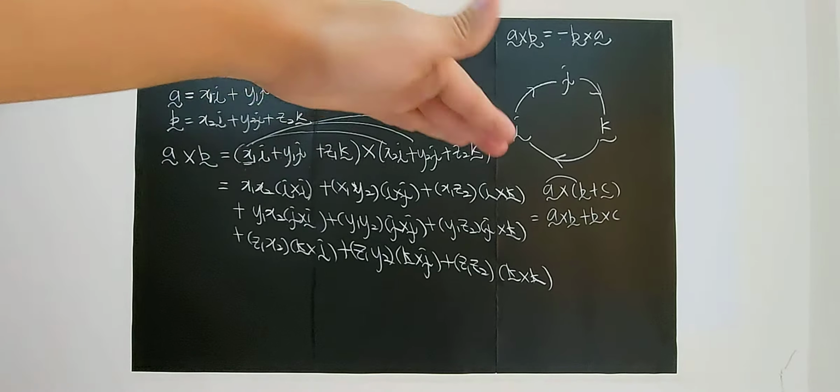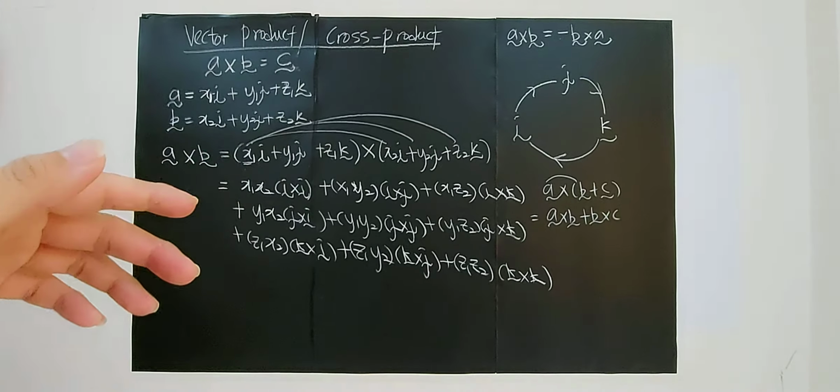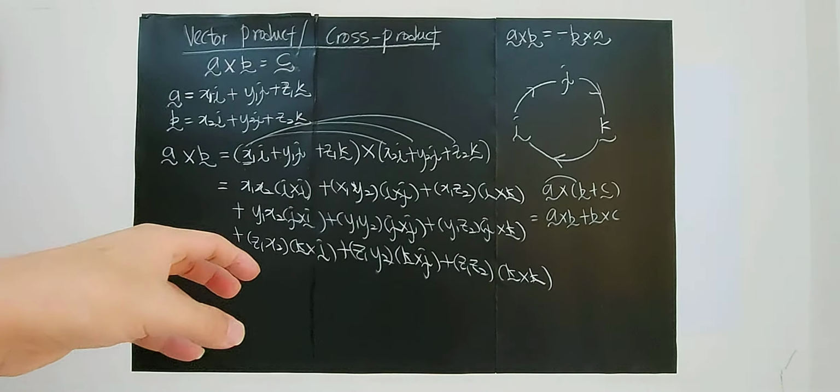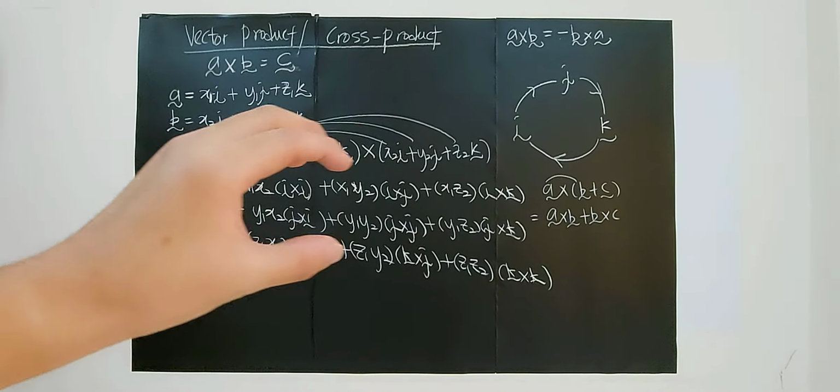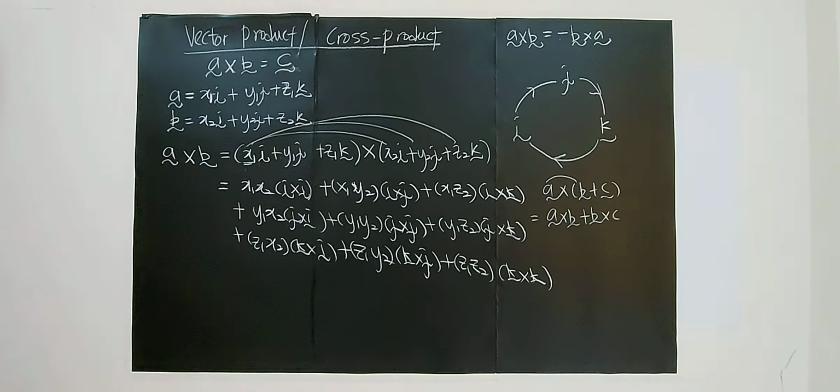So this is a very difficult way. You find it to be very difficult in doing cross product. That's why we want to come up with an effective way of doing cross product. But before we get to the effective way, this is the way before we generate an easier way of finding the cross product. So let's see the result here.